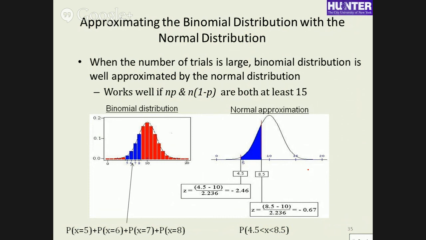So the rule of thumb that we often use is if both n times p and n times 1 minus p are both at least 15, then the normal approximation is very good. It's still not bad if it's smaller than that. But if you have a p-value somewhere close to 0.05, and one of these values is less than 15, so that's like an expected number of failures or an expected number of successes less than 15.